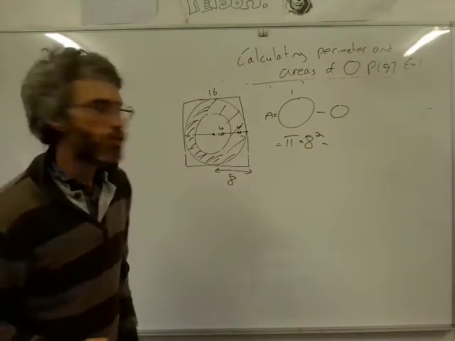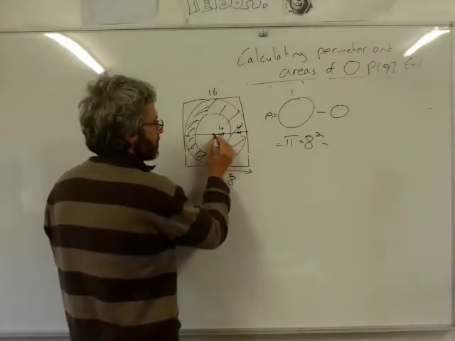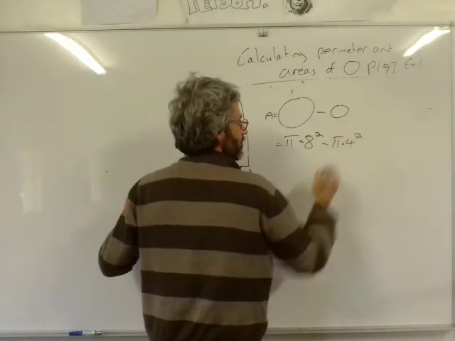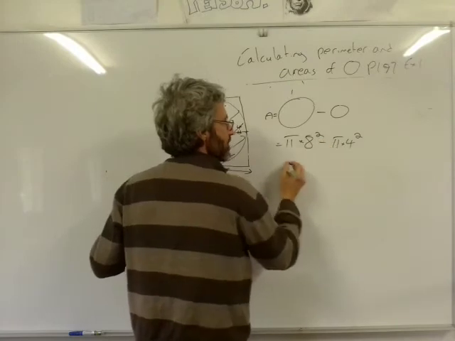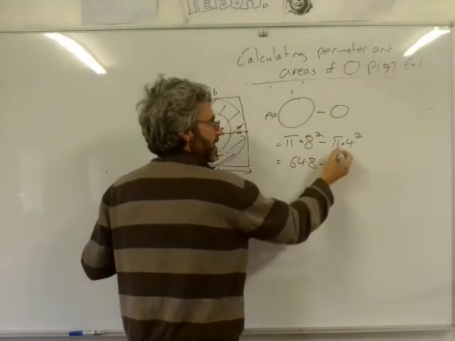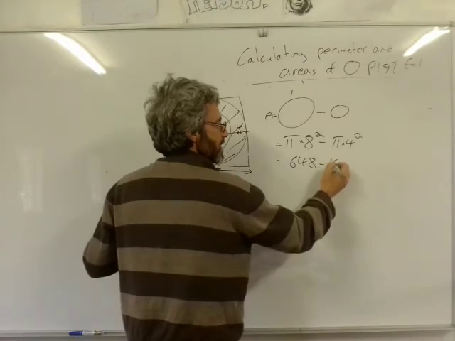What's the area of the small circle? Well, I figured out this is 4. So it's going to be pi times 4 squared. Let's get along with that bit. Pi times 8 squared is 64 pi, minus pi times 4 squared, which is 16 pi.